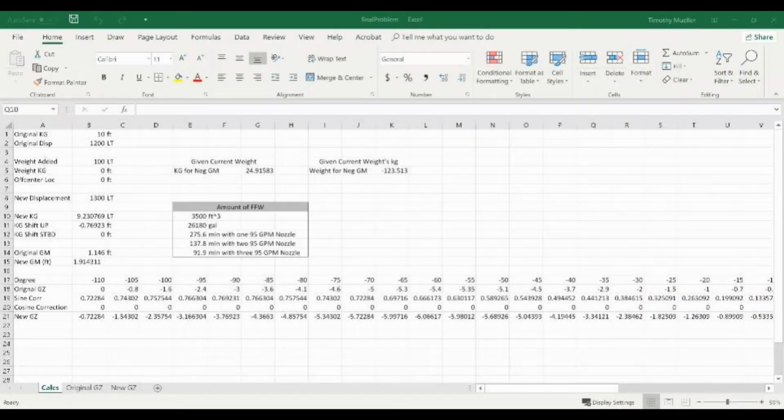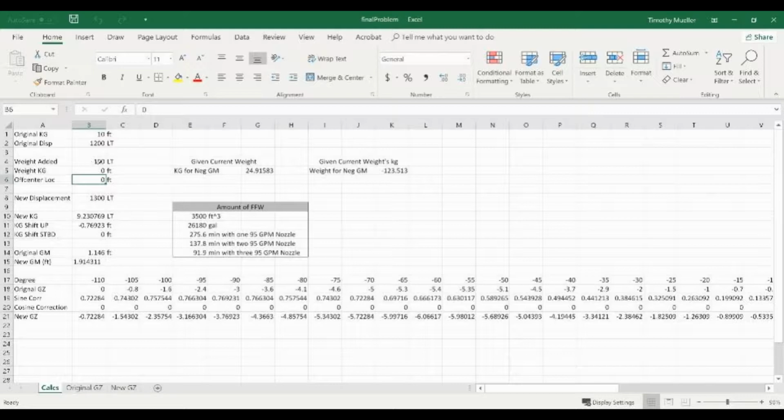First things first, we have to talk about what is actually on this spreadsheet. Up here we can enter the original KG and the original displacement of our ship. Then we assume that we have a weight addition, or a removal if you make it a negative long tons. You'll be able to get this when you come to DK school and see me. We put the KG of the weight in this cell, and then we say how off-center it is. Weight KG is always going to be positive, and for the off-center location, positive is to starboard and negative is to port.